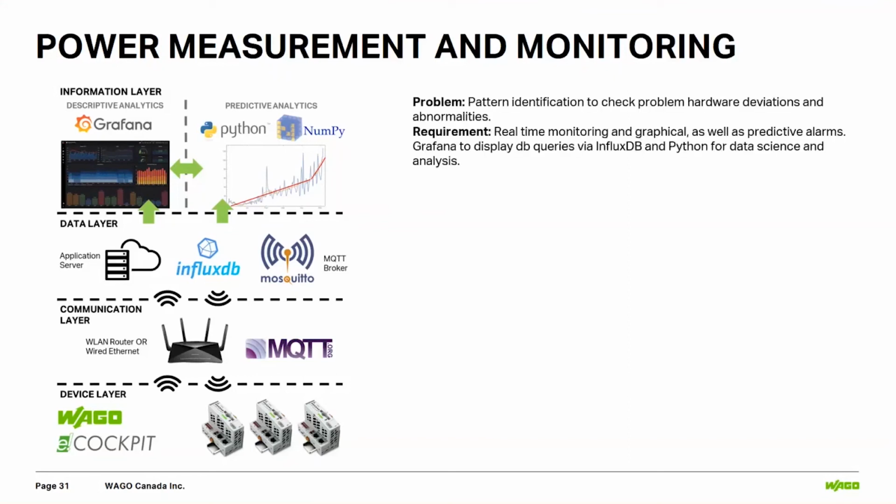So let's look at some different problems and figure out some different requirements on how we can implement IoT. So problem, pattern identification to check problem hardware deviations and abnormalities. So let's say, for example, you had a particular process in compressed air that's showing more power consumption than usual. This can help you quickly identify that your compressor may be leaking or there's some type of mechanical blockage that is causing the compressor to work harder or something. So real-time monitoring and the graphical as well as the predictive alarms really helps us get there. So in this case, we could use Grafana to display some database queries from InfluxDB and Python for data science and analysis.